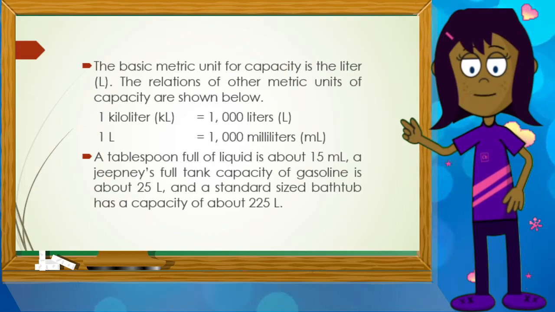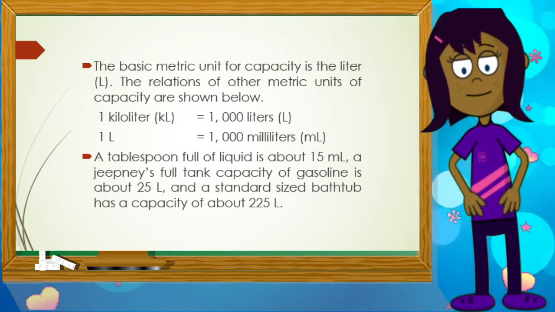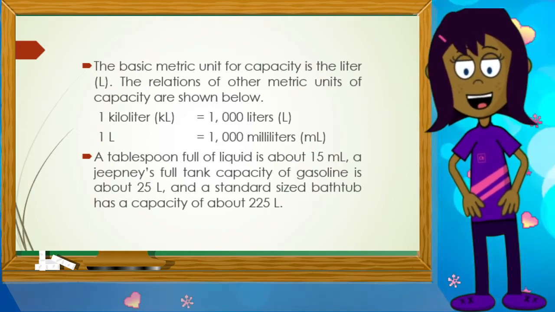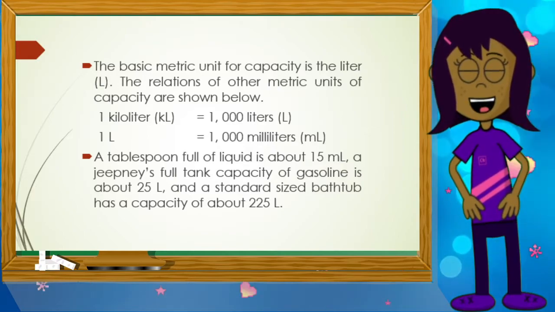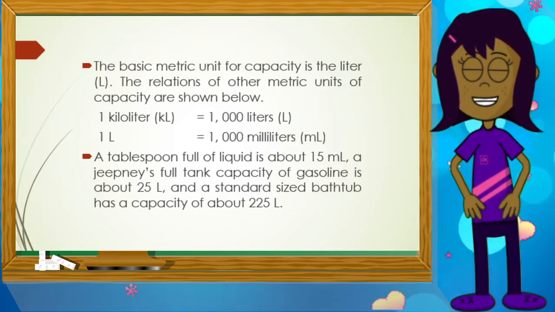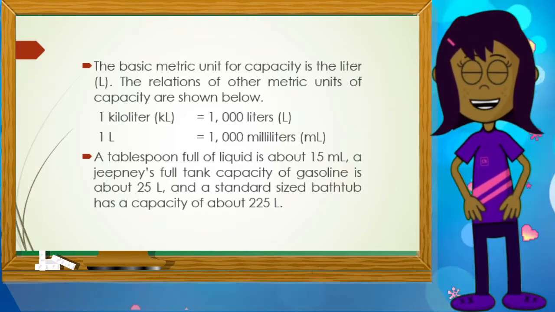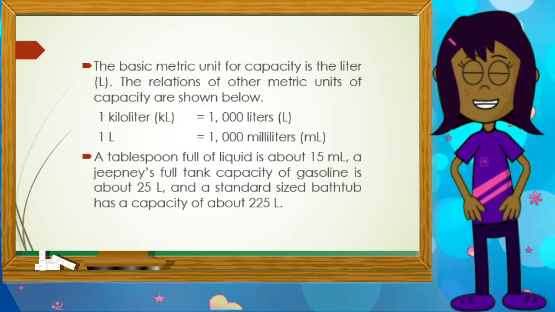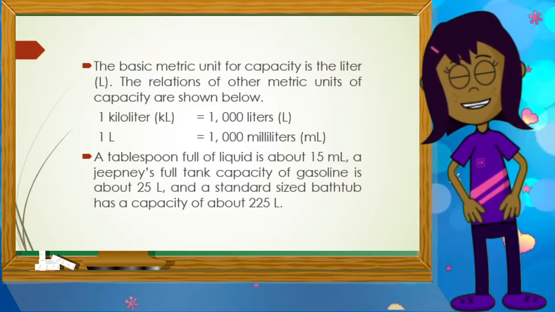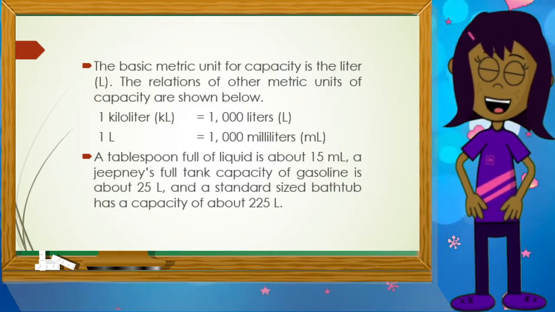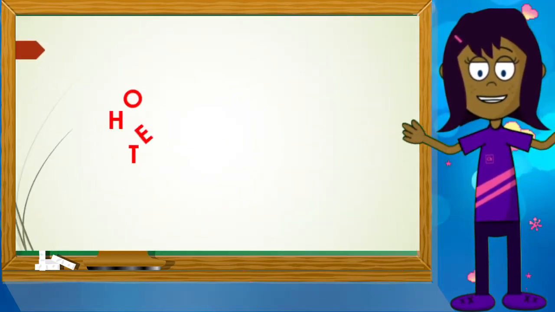Another example may be your bottled water. If you have a bottled water in your place right now, the capacity could either be 1 liter, 1.5 liters, or 2 liters, I think. Those are the capacities of your bottled water. Okay? Now let's proceed to temperature.